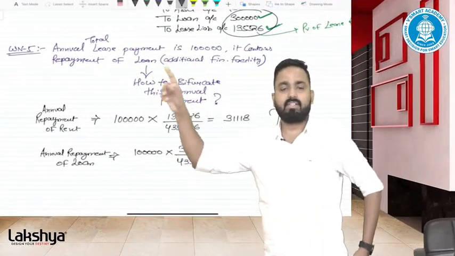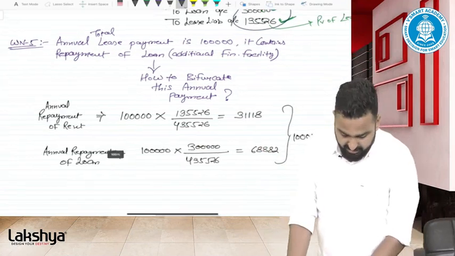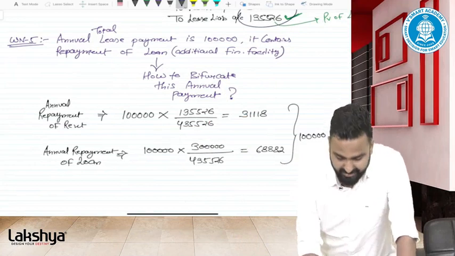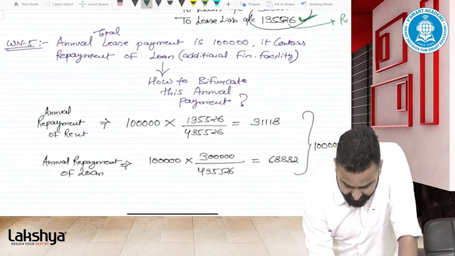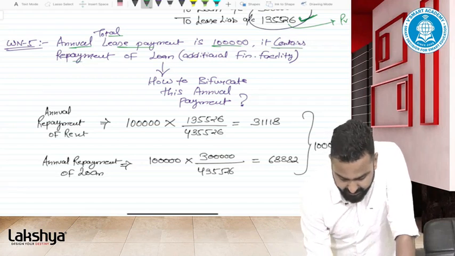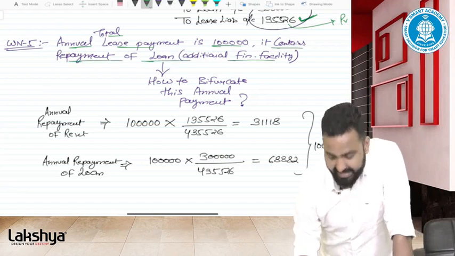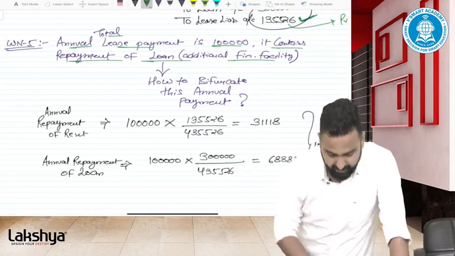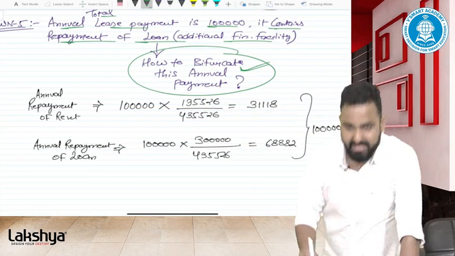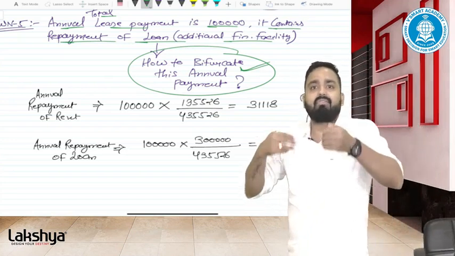Okay, now let's understand working note number 5. See, the annual total lease payment is 1 lakh. It contains repayment of loan, that is the additional financing facility. We know very well how to bifurcate this annual payment. Basically, every year we are paying 1 lakh, 1 lakh, 1 lakh.